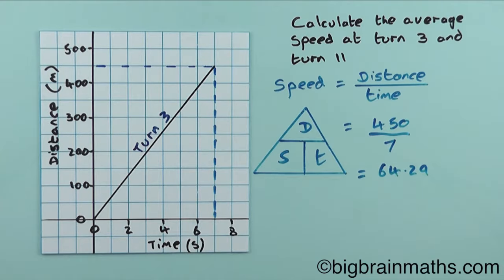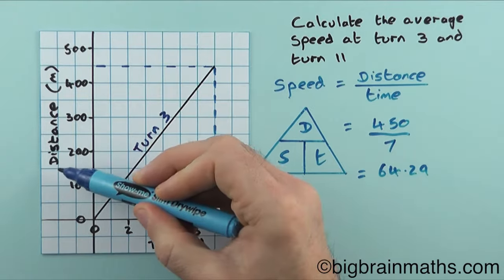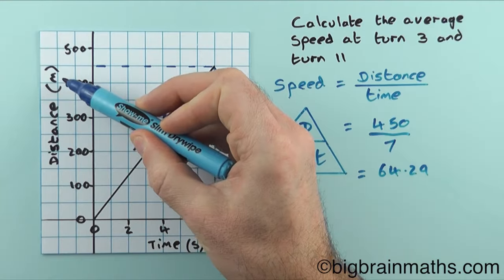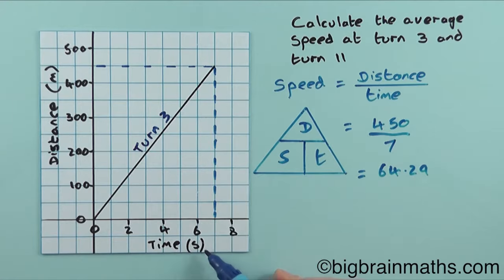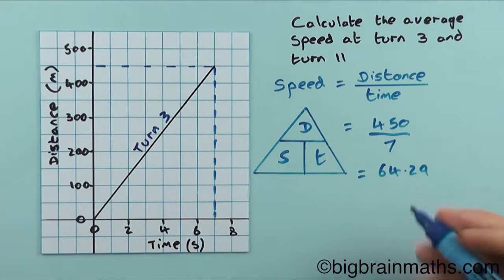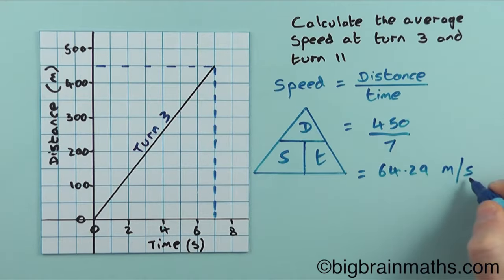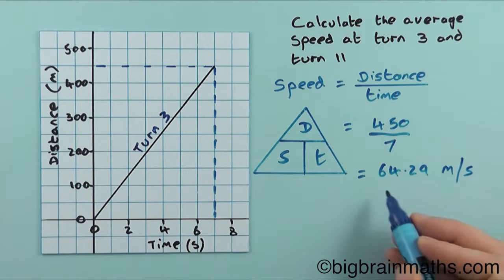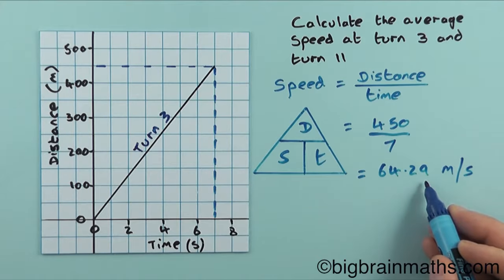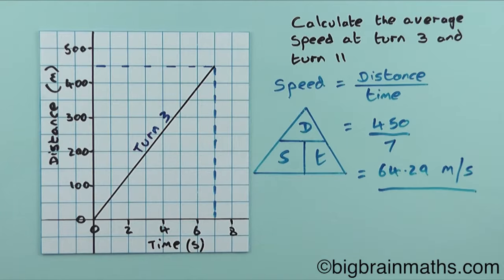Finally, to complete my answer, we need to put the units of speed. Now, because the distance was measured in meters and the time was measured in seconds, that means that the speed will be measured in meters per second. So my final answer is 64.29 meters per second.